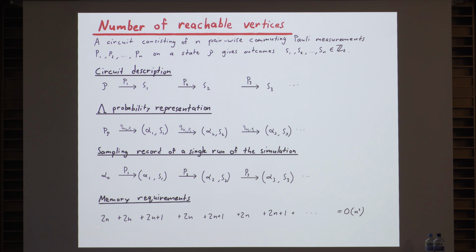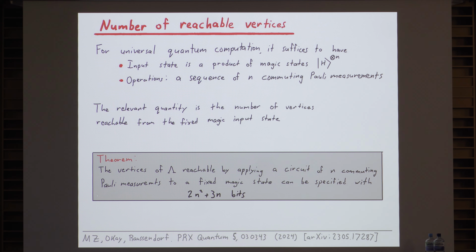It turns out you need 2n bits to specify the first sample from the first probability distribution. You need 2n bits for each Pauli measurement. You need 1 bit for each measurement outcome, and then another 2n bits for each updated sample as you go. And so you end up with a linear number of terms, each of which is linear in n, and so the result is quadratic in n. That's the basic idea. So the number of vertices you actually need to simulate quantum computation is pretty small compared to the total number of vertices. Here's the result again. The number of bits you need to specify the vertices is quadratic in n.